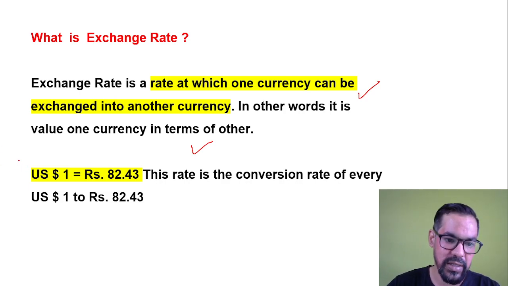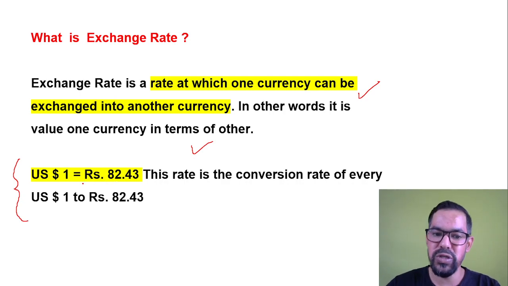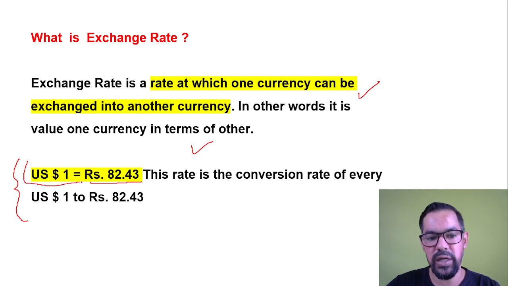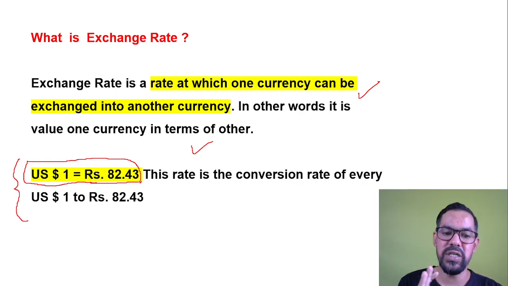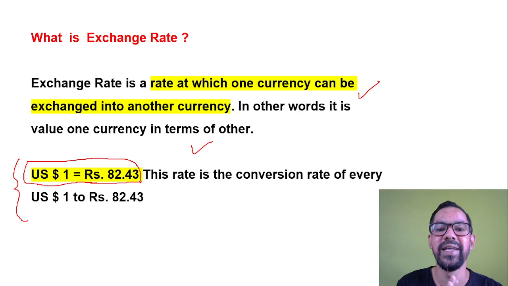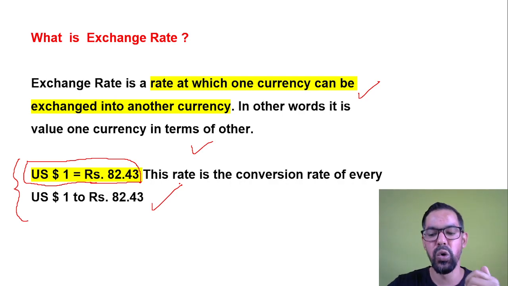Now you have an example as well. For one USD, suppose you have to pay 82.43 INR. This is known as your exchange rate. For one USD you have to pay 82.43 INR, which is known as the exchange rate. Hope this is clear.